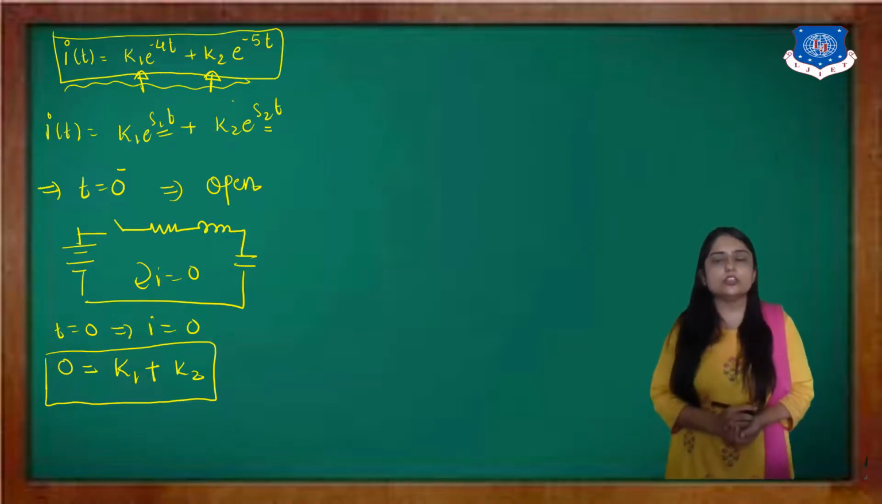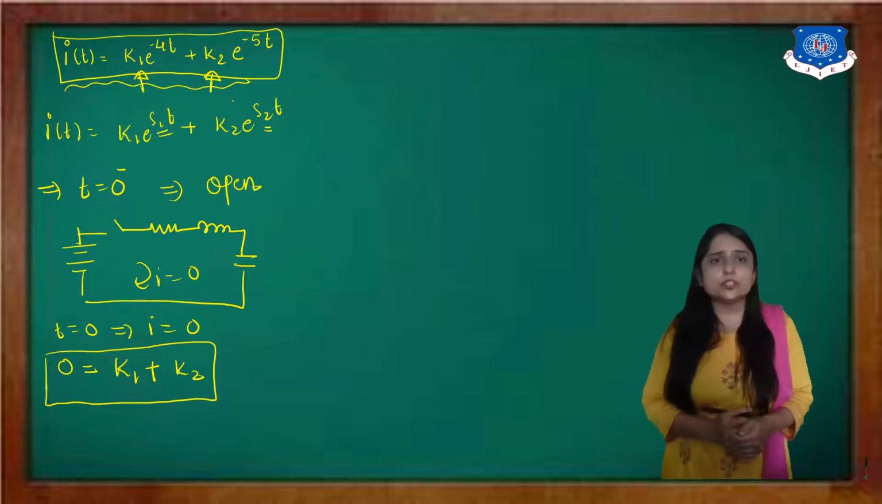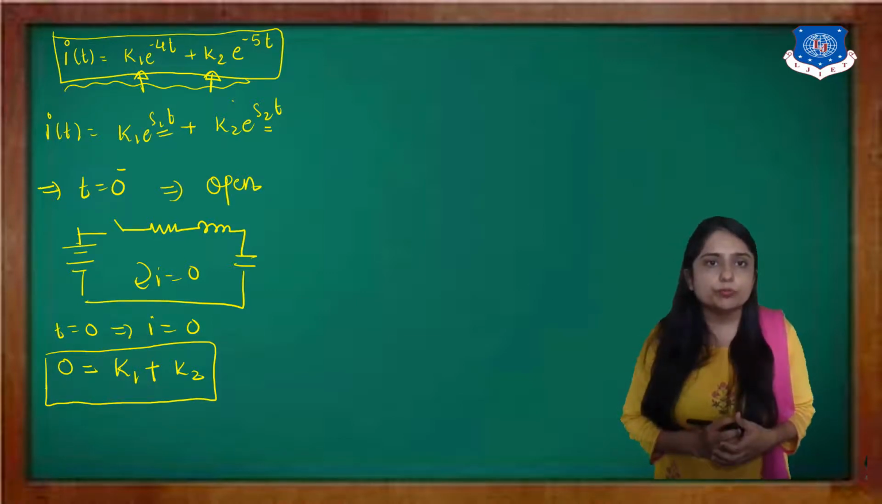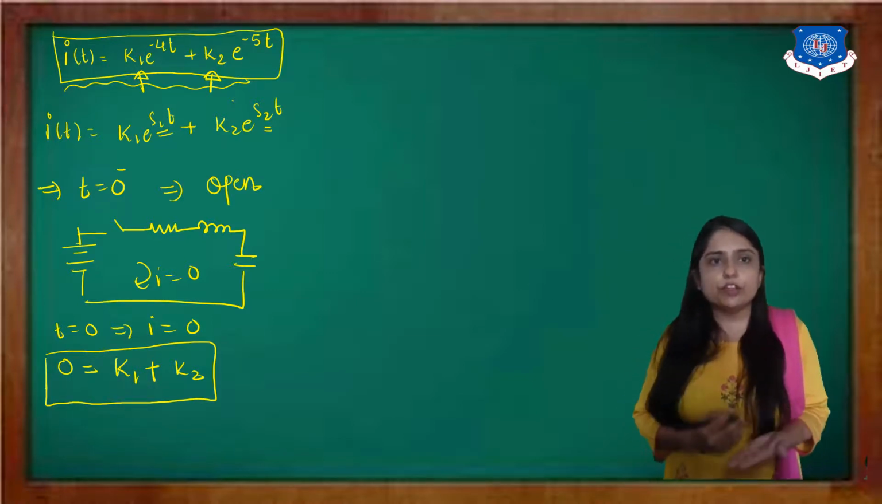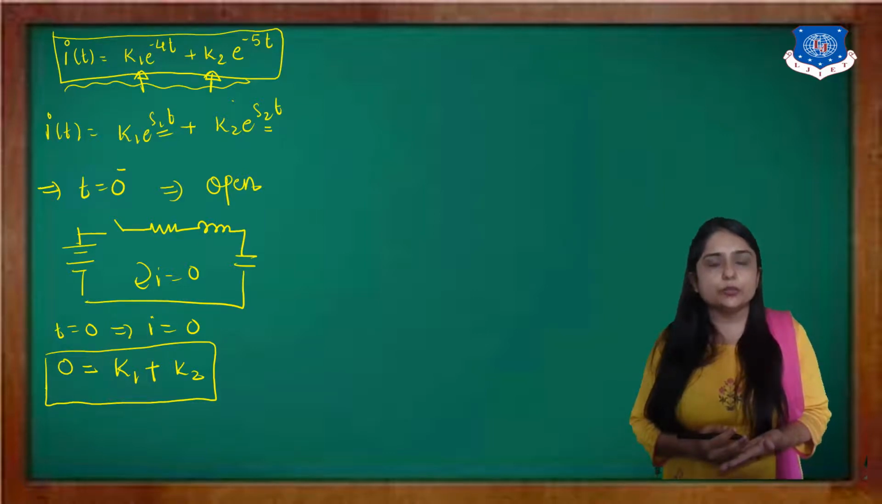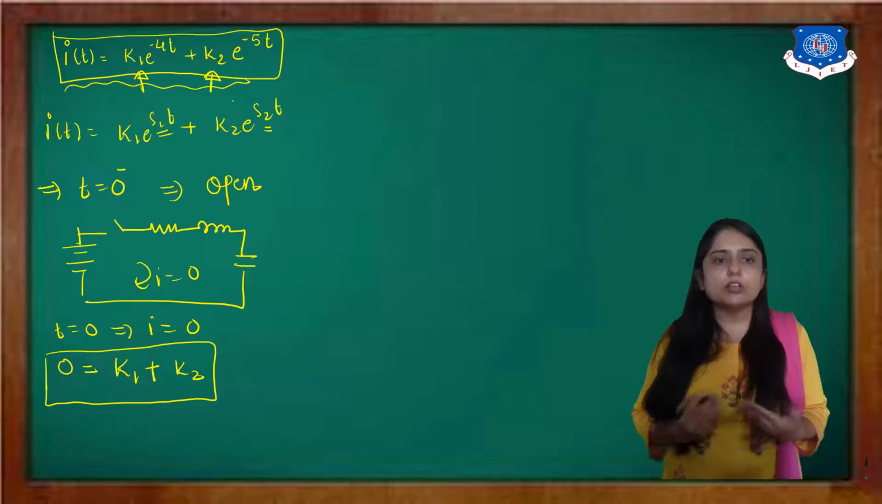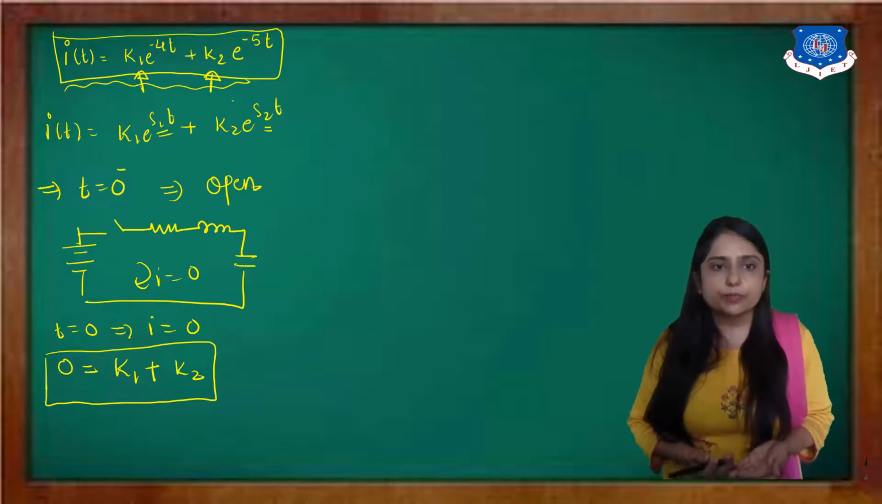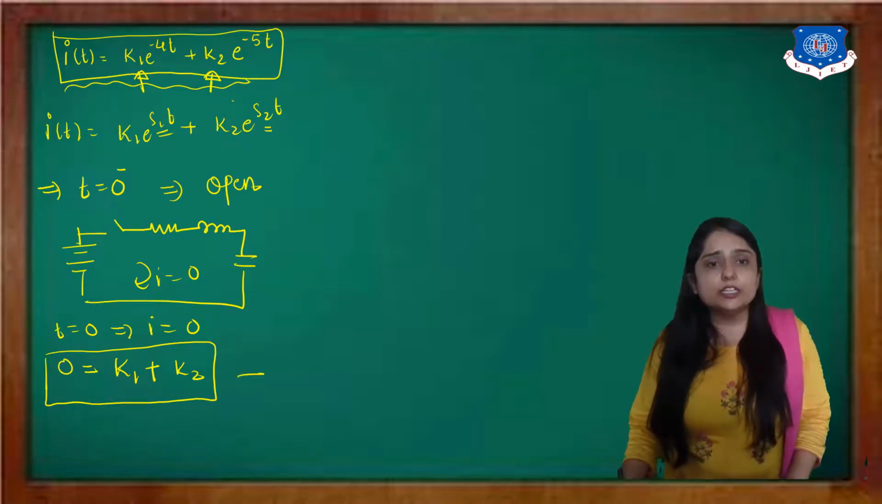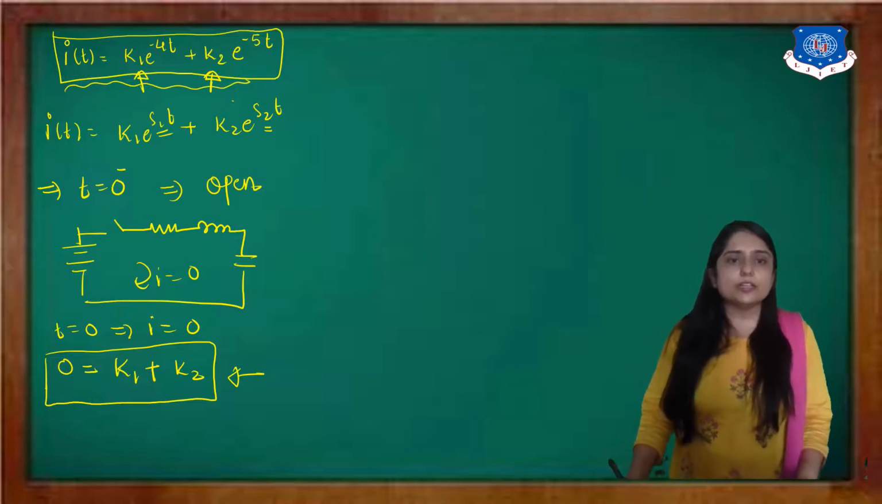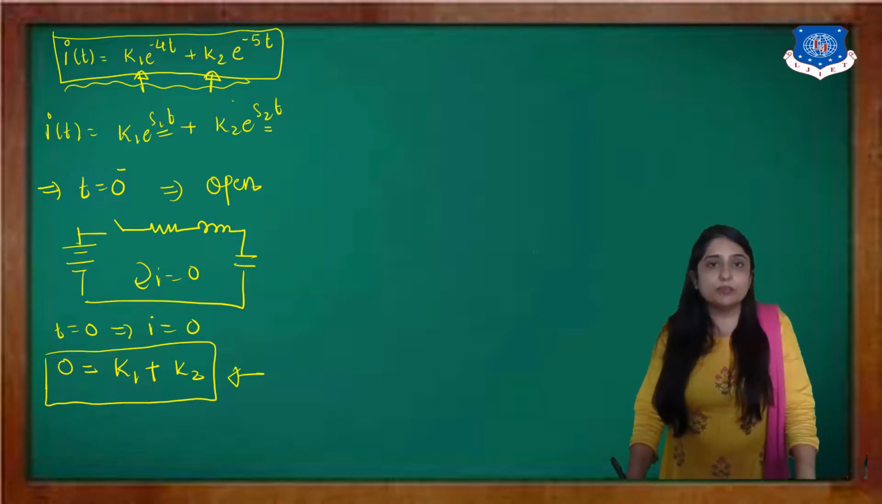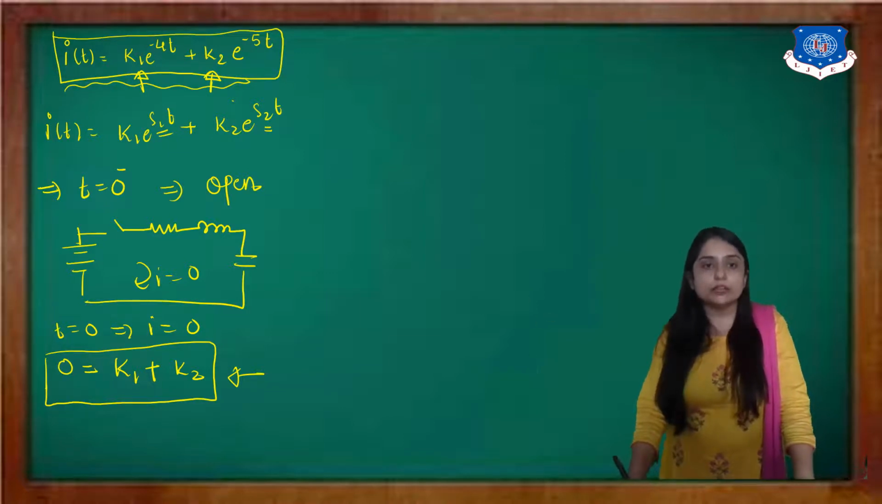Why is it a general solution? Because we have not substituted the value of k1 and k2. If we find the values of k1 and k2 and substitute them in this equation, then that equation will become a particular solution. So here one condition is k1 plus k2 equals 0. But here two unknowns are there, k1 as well as k2. So I require two different equations.